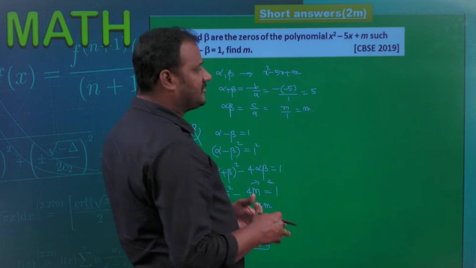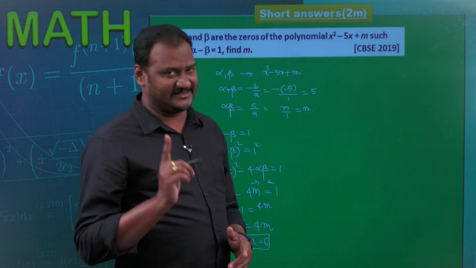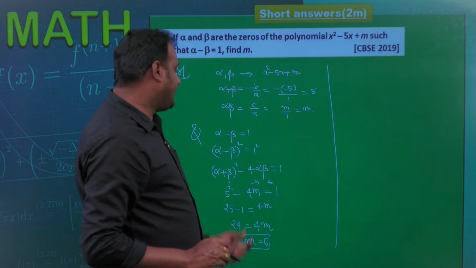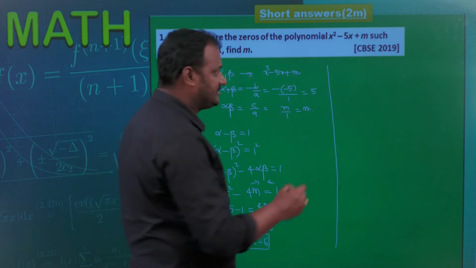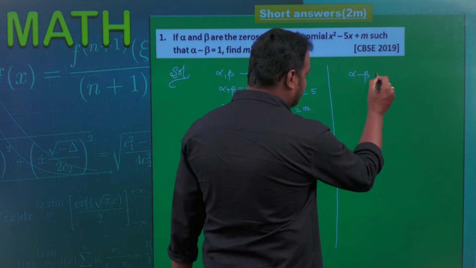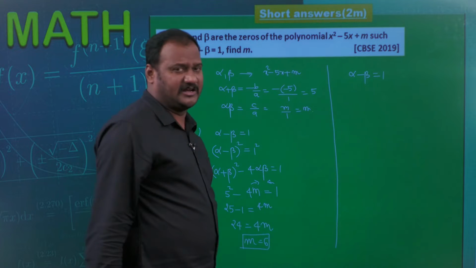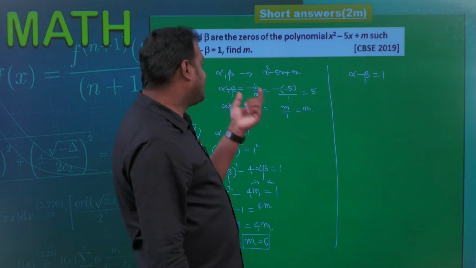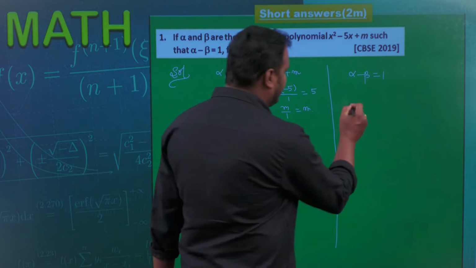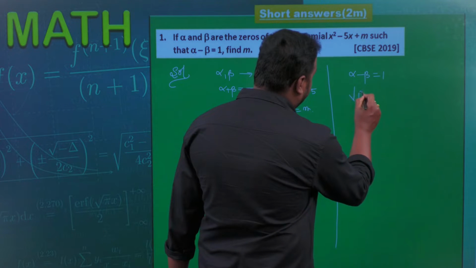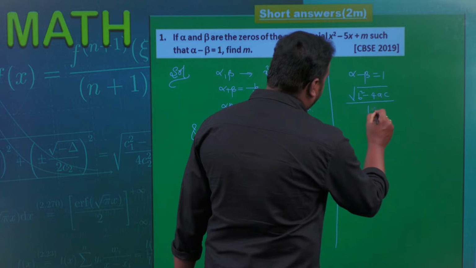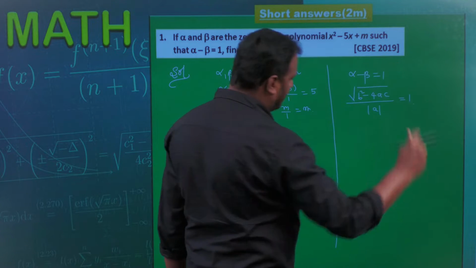And this is one way of solving the problem. But there is another way to solve this problem. That other way is, you are given that alpha minus beta is equal to 1, right? But do you know what is the formula for alpha minus beta? Yes, like alpha plus beta and alpha into beta, we have a formula for alpha minus beta. That is square root of b square minus 4ac, whole divided by modulus of a, is equal to 1.